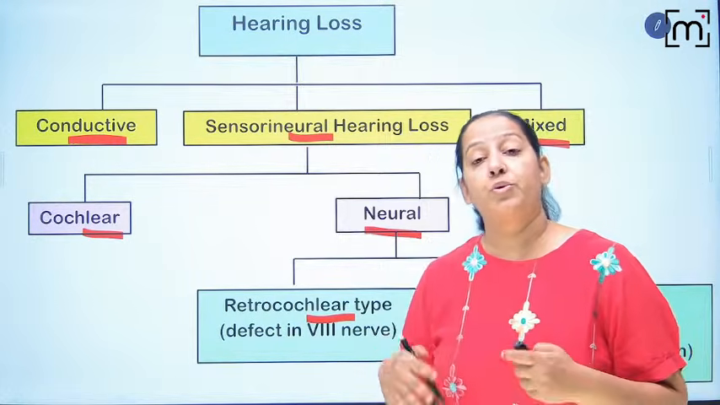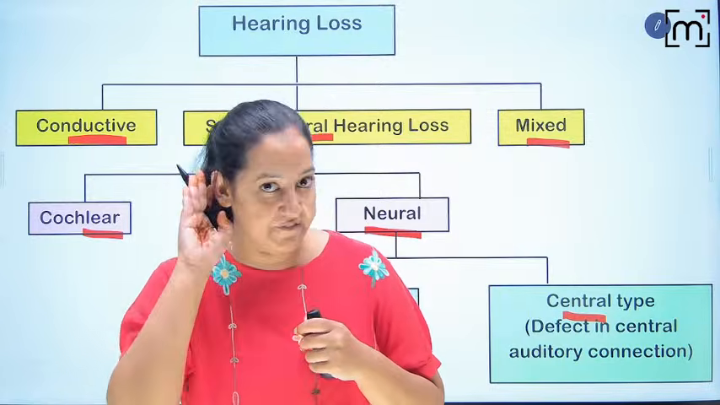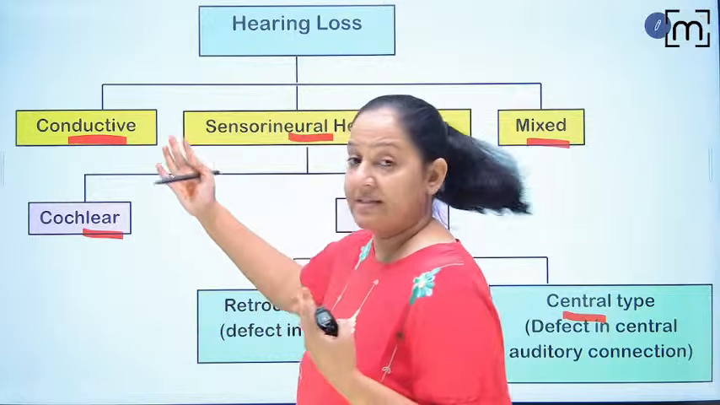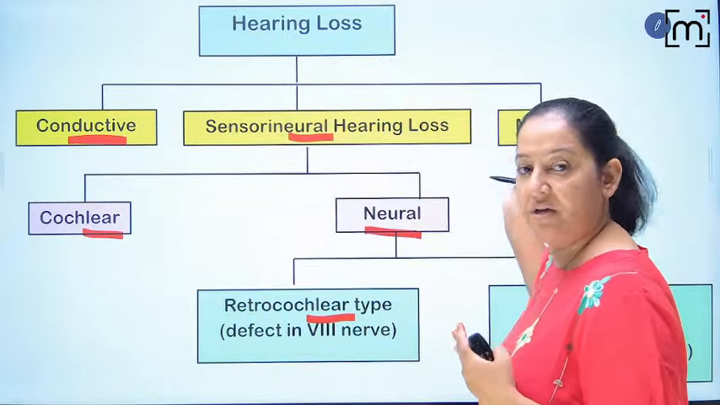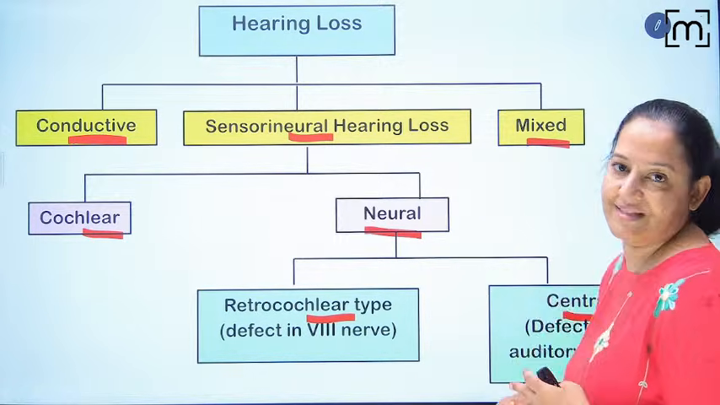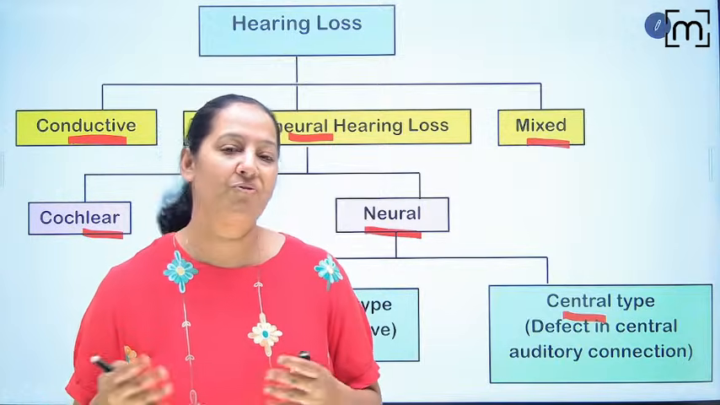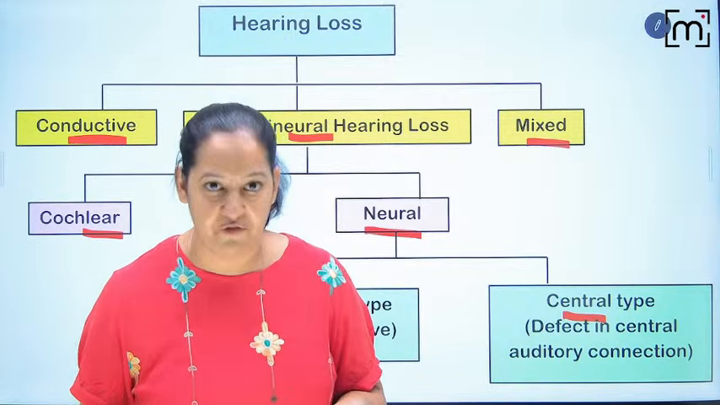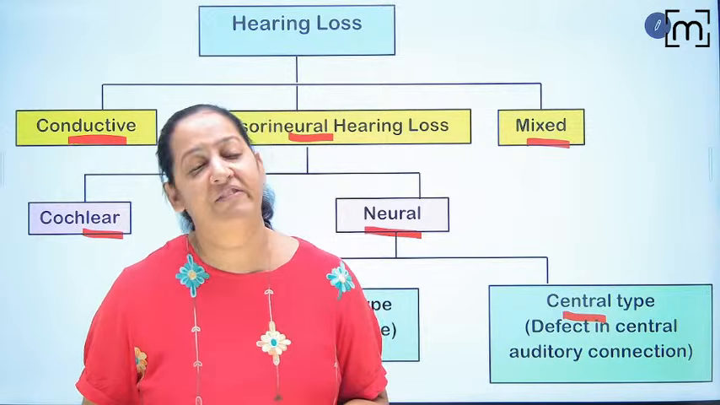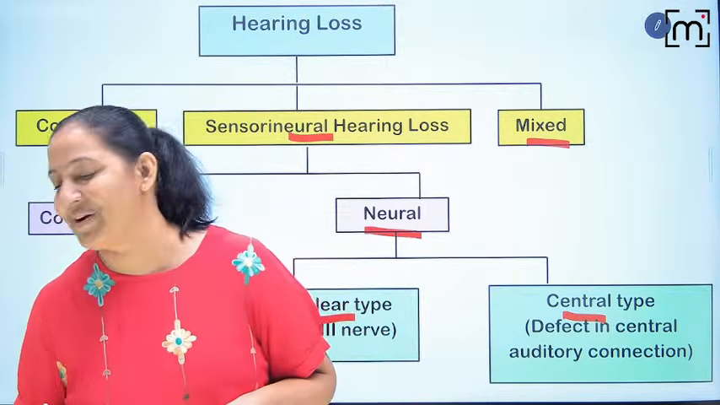Suppose I am an ENT specialist and a patient comes with deafness. First of all, via various tests, I want to know whether the deafness is conductive or sensory neural or mixed. If it is sensory neural, is it cochlear or neural? If it is neural, is it retrocochlear or central type? Because treatment and prognosis of all of them differ. We cannot treat all deaf persons with the same treatment. So we have to perform certain clinical tests, certain audiometry tests. That test we will study now.